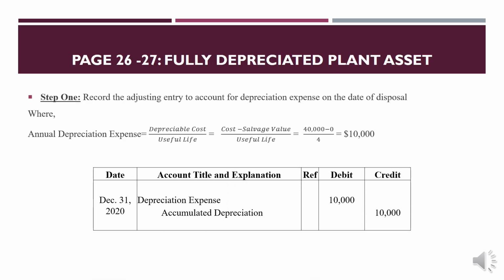The first step, we need to record the adjusting entry to account for depreciation expense on the date of disposal. For that, we need to compute the annual depreciation expense, which is the depreciable cost over useful life. We will get an amount of $10,000 annually. The recording will be debit depreciation expense and credit accumulated depreciation for $10,000, and the date is the date of retirement.